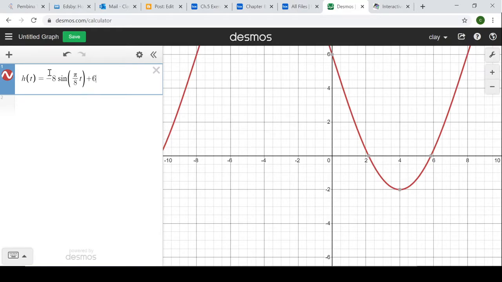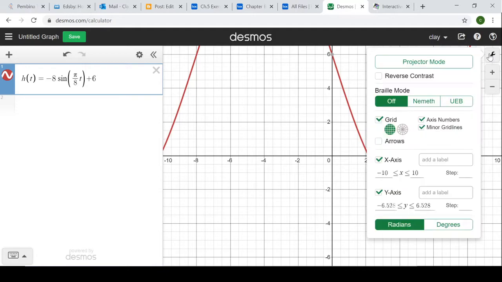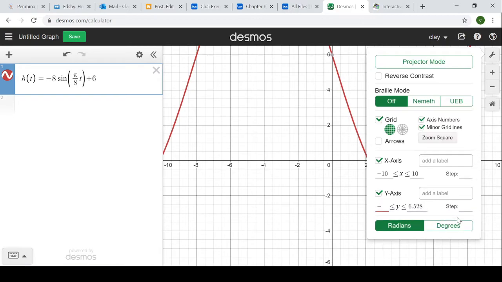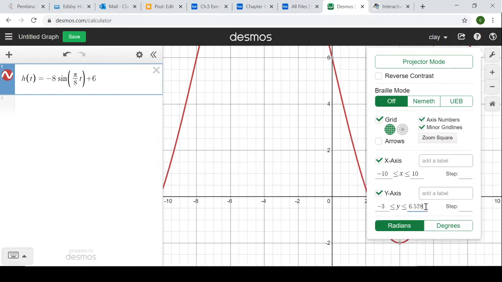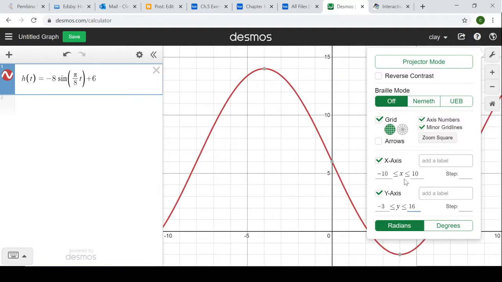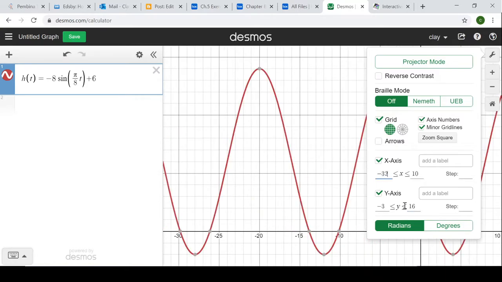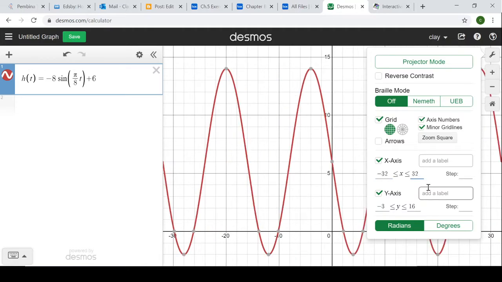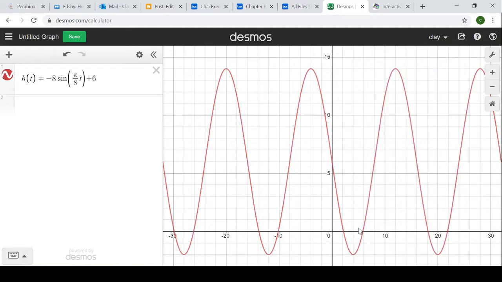And as you can see, we're going to have to alter my screen a little bit here. Well, we already know that it goes up as high as 14, so why don't we give ourselves a y range. It never goes down to -6. It goes down to -2. So we'll say -3 to say 16 perhaps. There we go. Now we can see a full wave. And let's change the x value. We know that it takes 16 minutes. So why don't we go from, say, -32 to +32. That's two groups of 16 minutes. There we go.